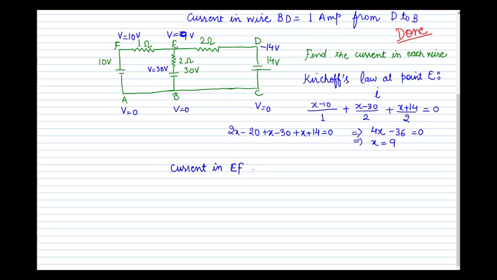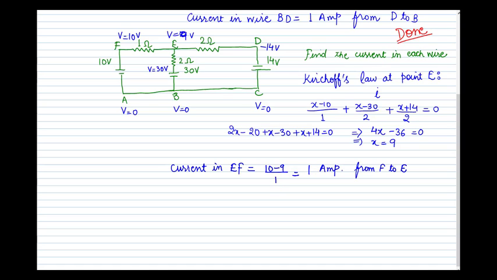So this is equal to X minus 10 upon 1. So that is 10 minus 9 upon 1. So that is equal to 1 ampere. And the direction is from F to E because we have taken 10 minus 9. So that is why the direction is from F to E. If you like to ask why we have not written 9 minus 10 upon 1, you can also write it down as 9 minus 10 upon 1. So we'll get minus 1 ampere.